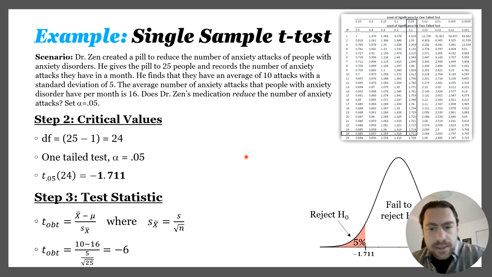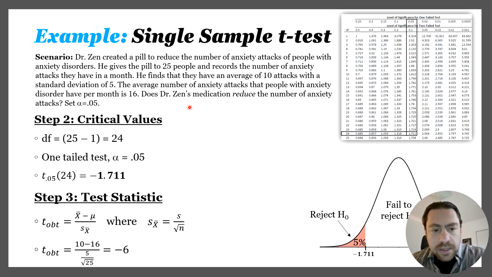And so then the test statistic, step 3, this is the formula. So x bar minus mu over the standard error of the mean, which is s divided by square root of n. So we have all of these values in the problem. X bar, that's the sample mean, so 10 attacks. That's what the people who took the pill had. Minus mu, that's the population mean, so 16.